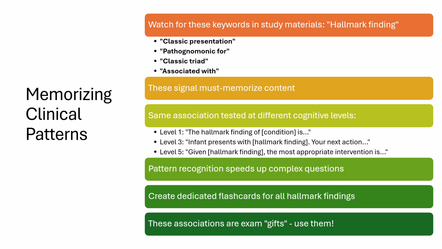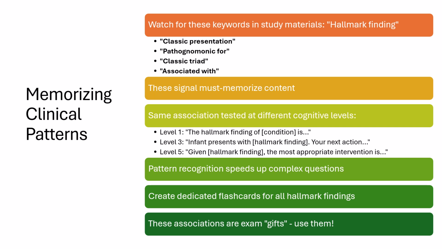Here's why this matters. These hallmark findings and associations appear at every cognitive level on certification exams, just dressed up differently. At level 1, you might see a straightforward question. What is the hallmark chest X-ray finding in RDS? Pure recall, and it's low lung volumes, ground glass opacities, and air bronchograms, in case you don't know.